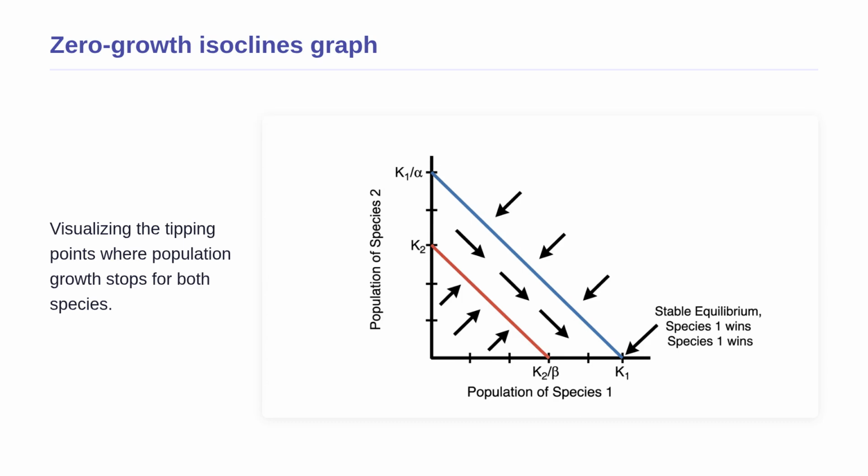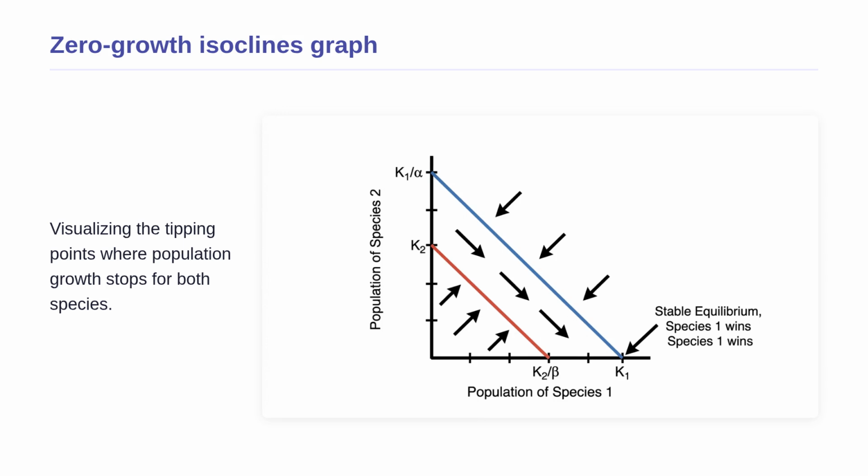Having proven the math, let us look at how this translates visually. Here, you are seeing a zero growth isoclines graph. The horizontal axis represents the population of species 1, and the vertical axis represents species 2. The two diagonal lines are the isoclines we just learned to calculate. The outer line is the isocline for species 1, connecting its carrying capacity on the x-axis to its competitive limit on the y-axis. The inner line belongs to species 2.